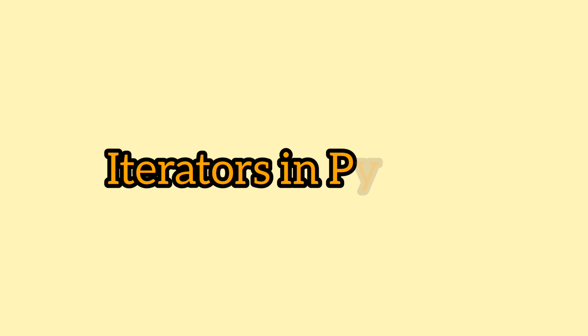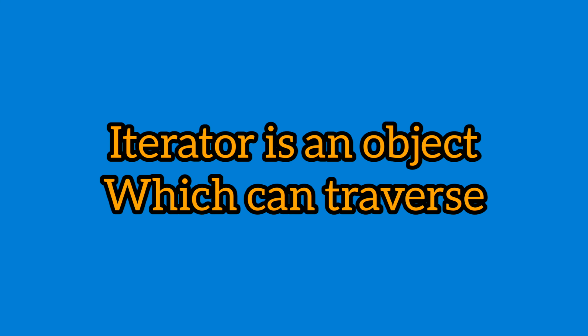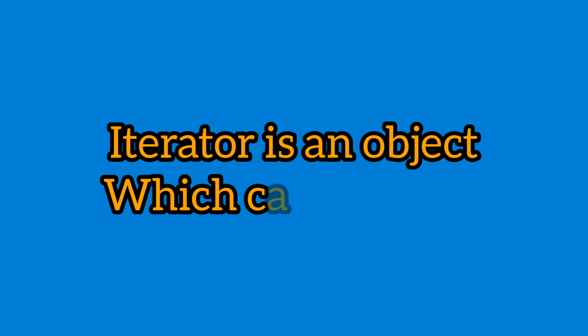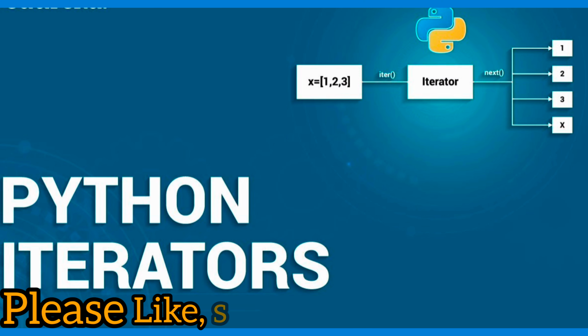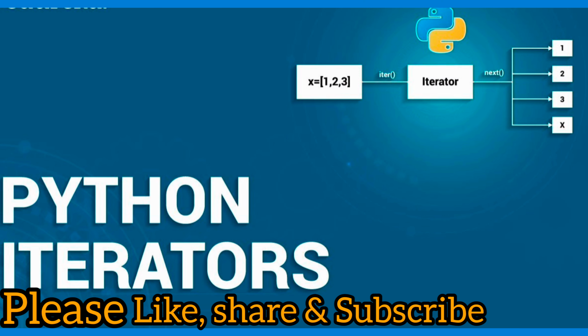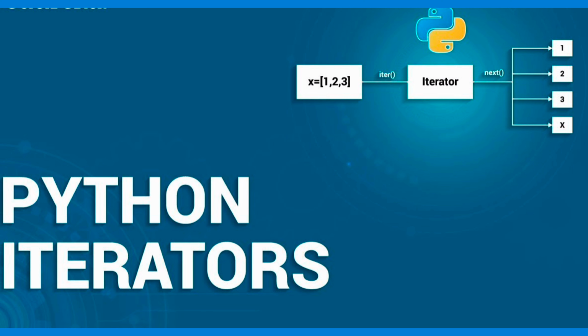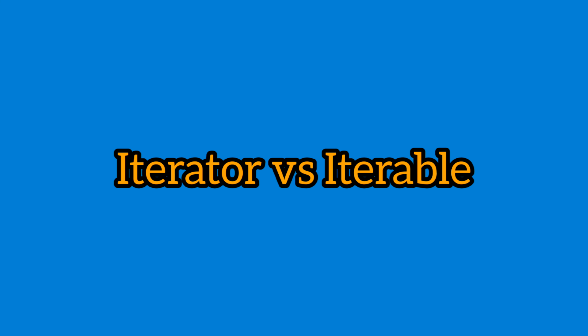Today we will discuss iterators in Python. So let's get started. An iterator is an object that can be iterated upon, meaning that you can traverse through all the values. In Python, an iterator is an object which implements the iterator protocol, which consists of the methods __iter__ and __next__.